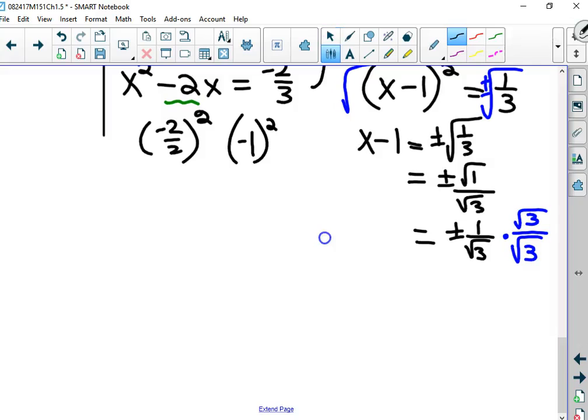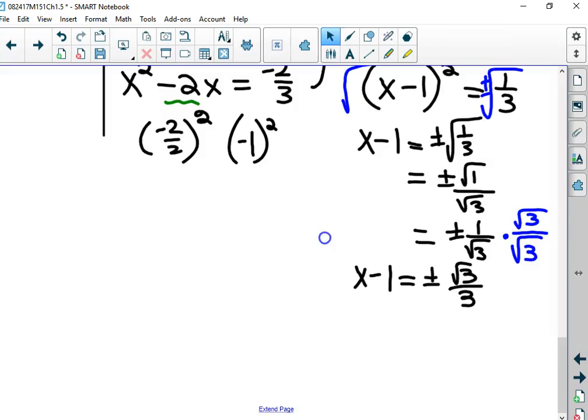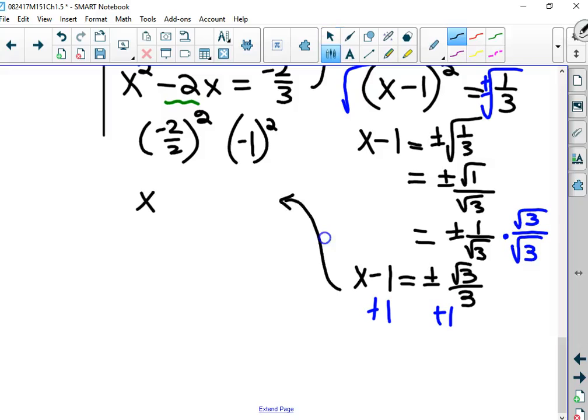All right, so we get x minus 1 equals plus or minus square root of 3 over 3. Add the 1, finish solving. And I'm just kind of all over the place right now. So x equals 1 plus or minus square root of 3 over 3.